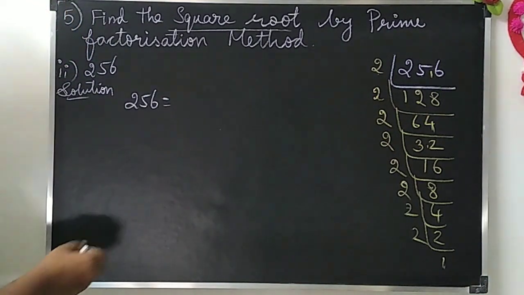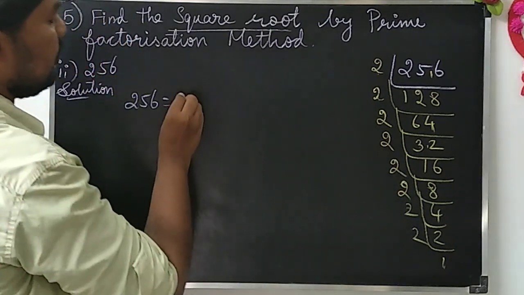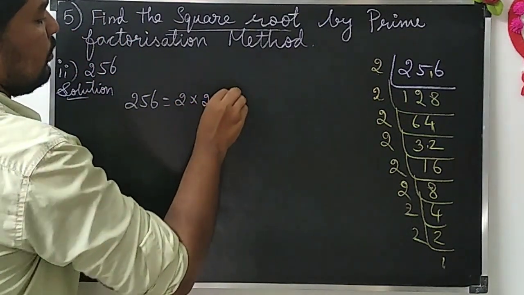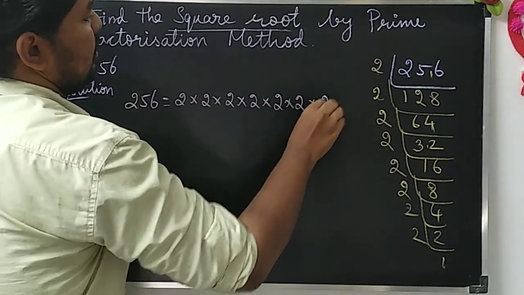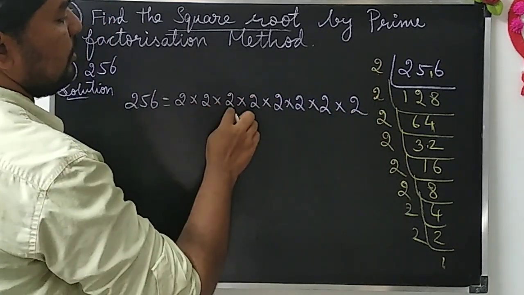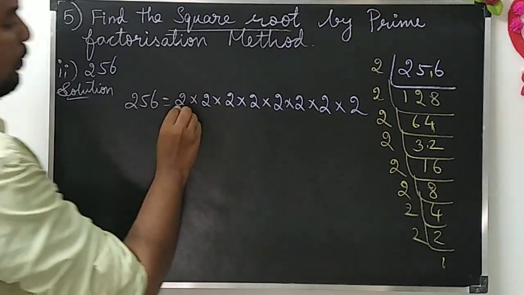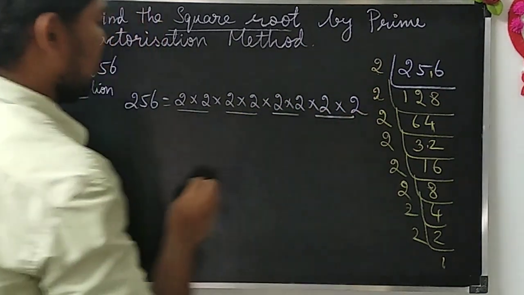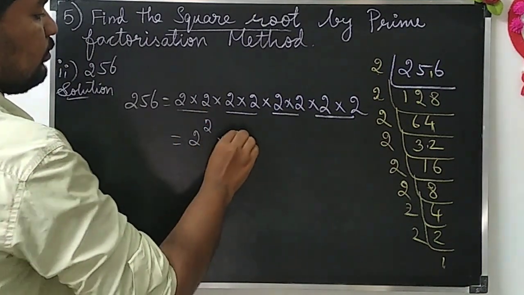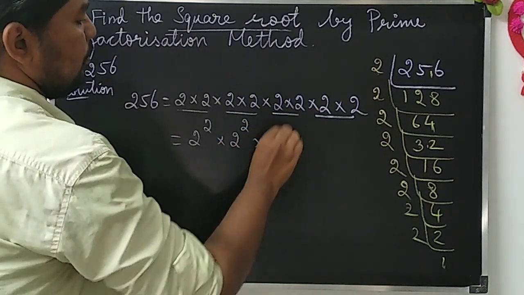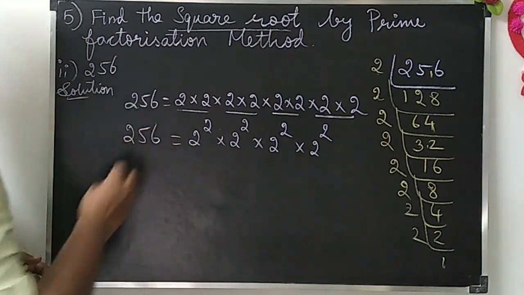Okay, so write the prime factors of 256: 2 written eight times. Okay, next, write the square of the numbers. Pair means 2 into 2, which is 2 power 2, 2 power 2, 2 power 2, 2 power 2. So these are the prime factors of 256.